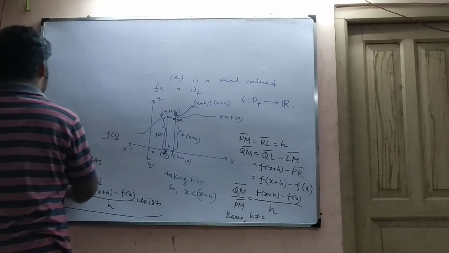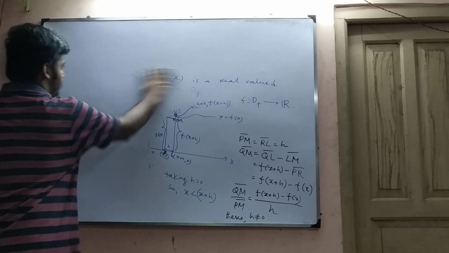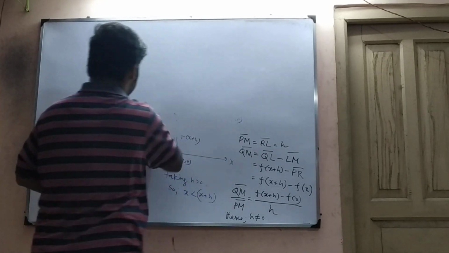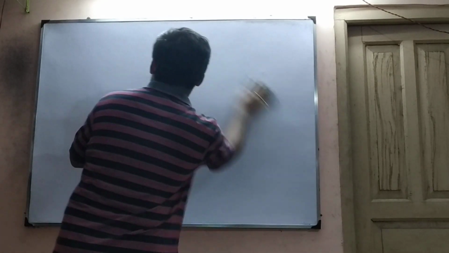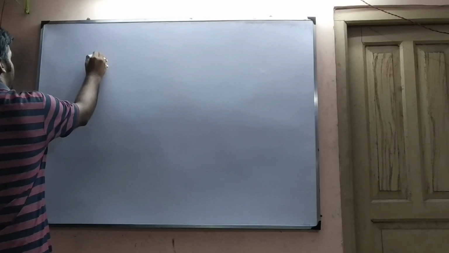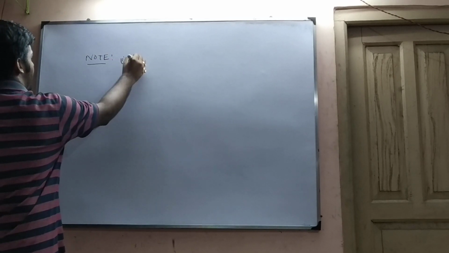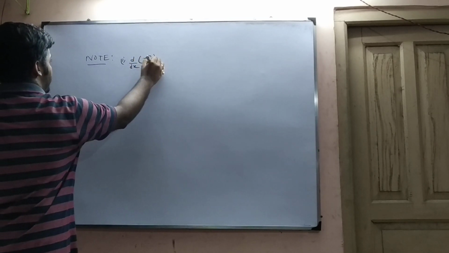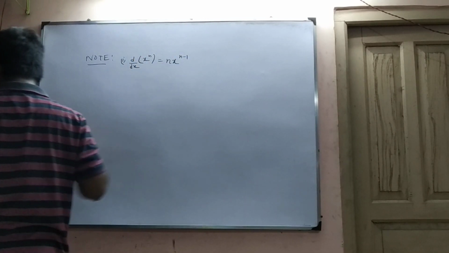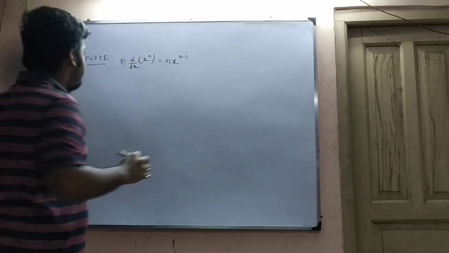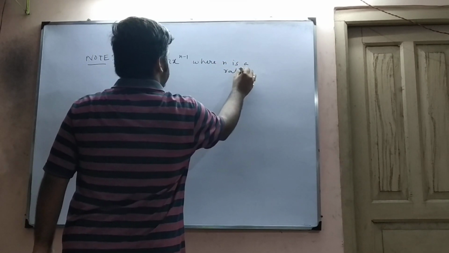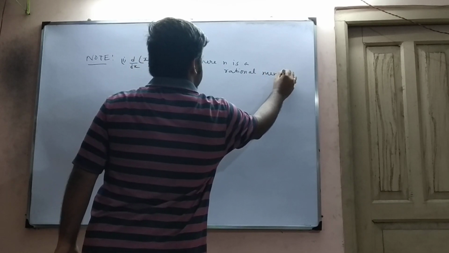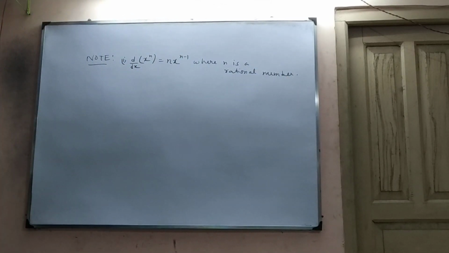So important formulas are, which in our 11th standard, those are: number 1, d/dx of x to the power n equal to n into x to the power n minus 1, where n is a rational number. That's the first formula.